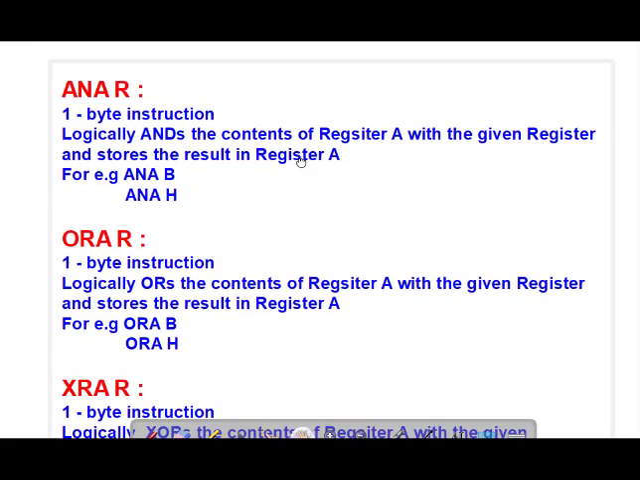Then we'll see some logic instructions. The first one is ANA R. ANA means logically AND. This is a 1 byte instruction. It logically ANDs the contents of register A with the given register and stores the result in register A. So ANA B means A equal to A AND B. This ANA B will logically AND the contents of register A with B and store the result in register A. Similarly, ANA H will do the same thing, A equal to A AND H.